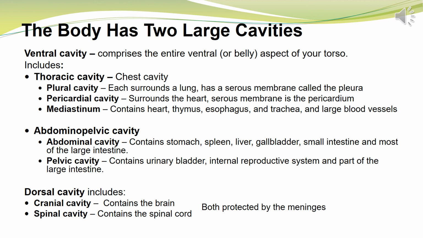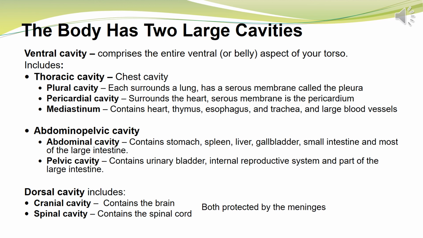And it also contains the thymus, the esophagus, but not all of the esophagus, the trachea, and several large blood vessels. And then there's the abdominopelvic cavity, which is divided into two different cavities. The abdominal cavity contains the stomach, spleen, liver, gallbladder, small intestine, and most of the large intestine. And the pelvic cavity contains the urinary bladder, the internal reproductive system, and part of the large intestine.